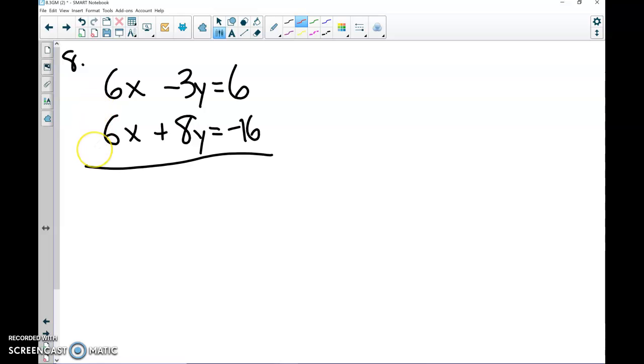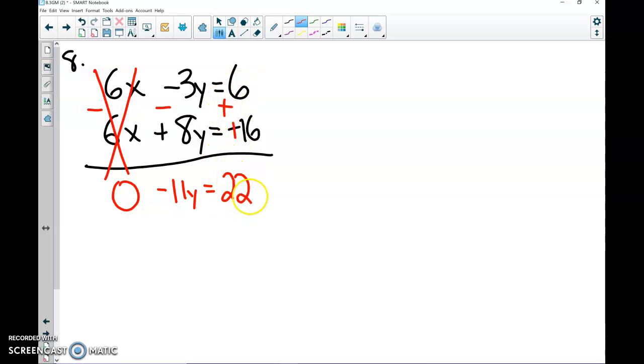Well, if I add 6x and 6x, that just gives me 12x. So again, it's not called get 12x, it's called elimination. So I'm going to subtract everything. 6x minus 6x is 0. So we eliminated the x's. They're gone. Okay, negative 3y minus 8y is negative 11y. And then 6 minus a negative 16 turns into plus, plus. That turns into 22.